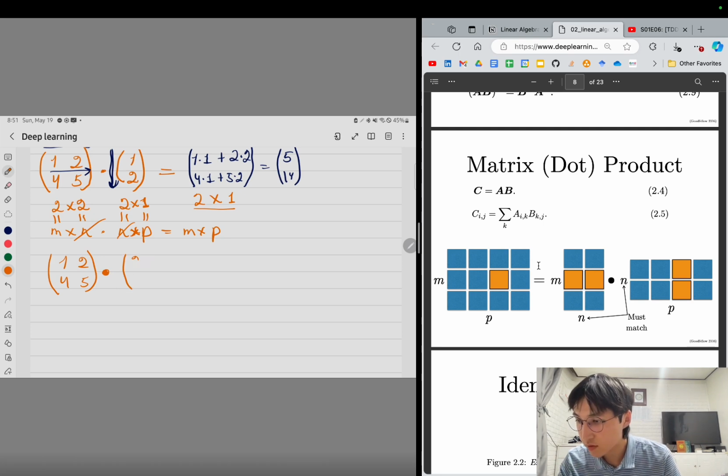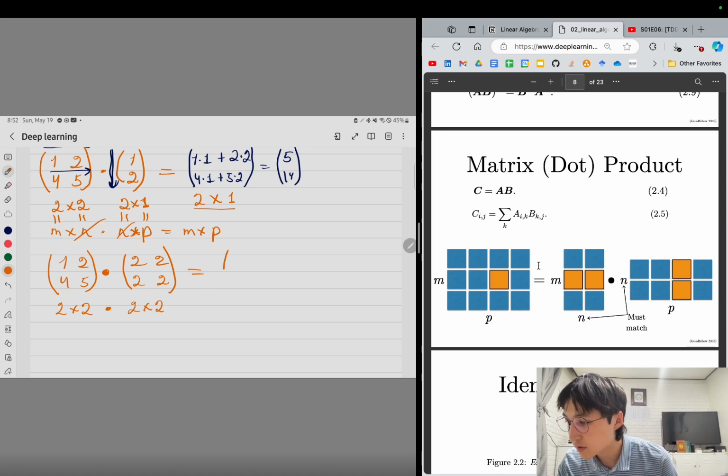So let's take a 2 by 2 matrix and another 2 by 2 matrix. So we are multiplying a 2 by 2 matrix by a 2 by 2 matrix. In that case, the same logic. First let's find the shape. 2 by 2 with 2 by 2, we are getting the dot product of 2 by 2. So in the end, we will receive 2 by 2.